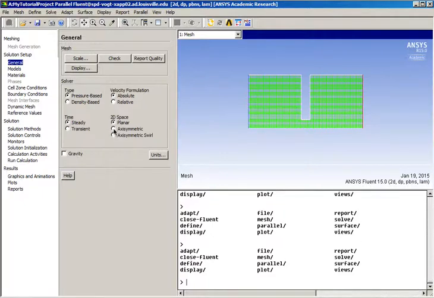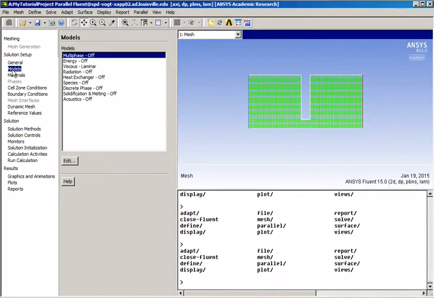The thing we have to change is to make it axisymmetric. And the units as they came in are usually fine. Okay, and then we can move our way on down. This one's already looking good. We want to have everything off, but viscous laminar. We're going to look at laminar flow of an incompressible fluid.